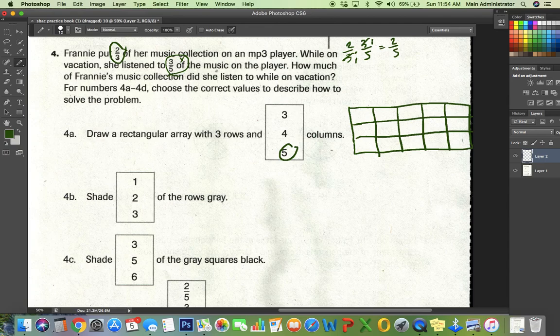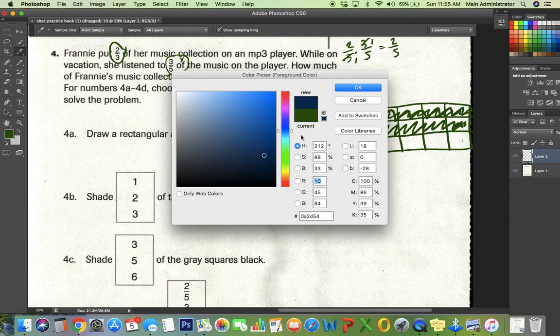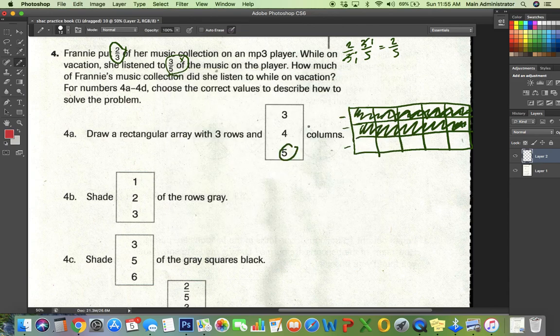in because she didn't bring all of her music. Otherwise I would shade all of it. She only brought 2/3. So I'm going to do this first one and the second one. That shows 2 out of the 3 total, right? 1, 2, 3 out of the 3 total. She brought 2/3 of that. Now, of that, she listened to 3/5. I'm going to switch colors here. Of the music, she only had 2/3 of her music. Oh, I did that. I did the 2 rows.